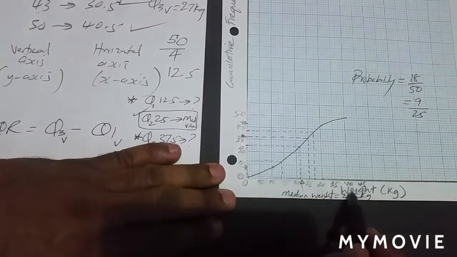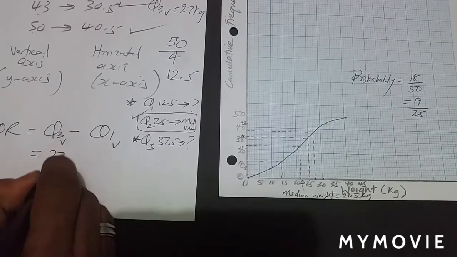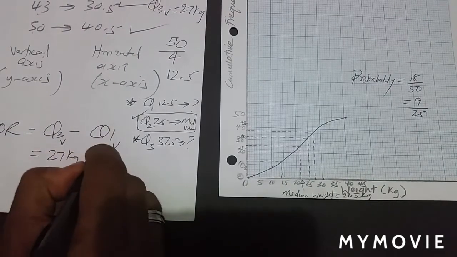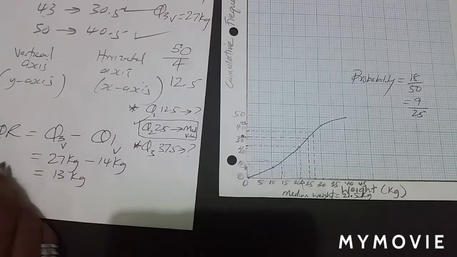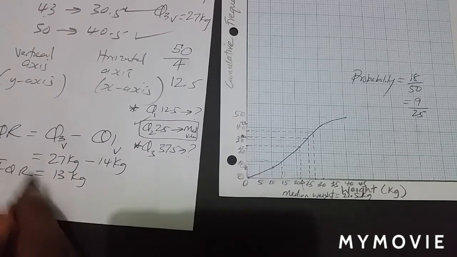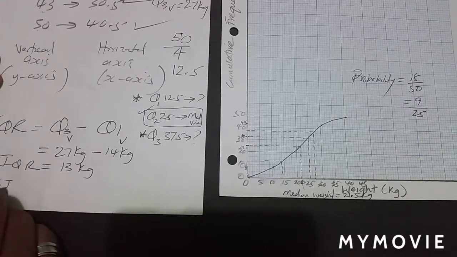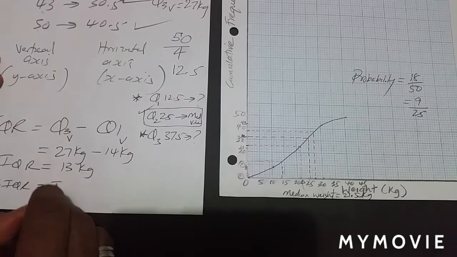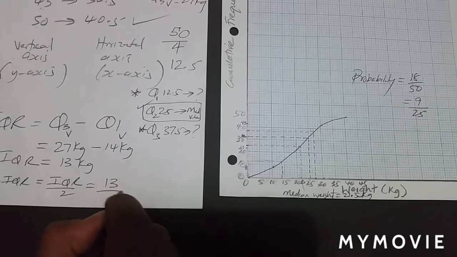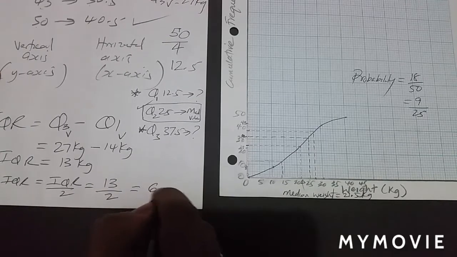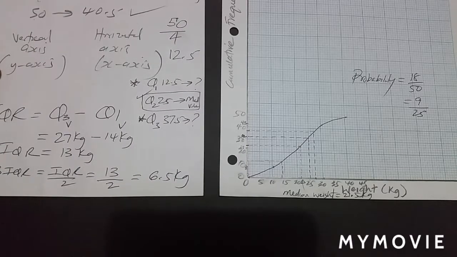Why kilograms? Because we're dealing with weight on this axis. So the interquartile range would be 27 kilograms minus 14 kilograms to give us 13 kilograms. That would be the interquartile range, 13 kilograms. And of course, to find the semi-interquartile range, we're simply dividing the interquartile range by 2. So that would be 13 divided by 2, which would give us 6.5 kilograms. Outside of this, gentlemen, there is nothing else that they would ask us to do.